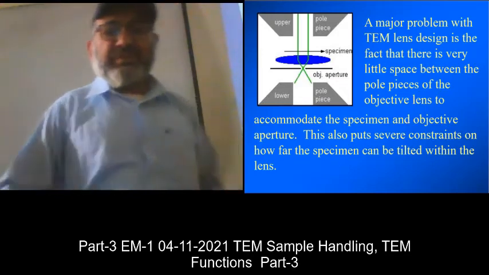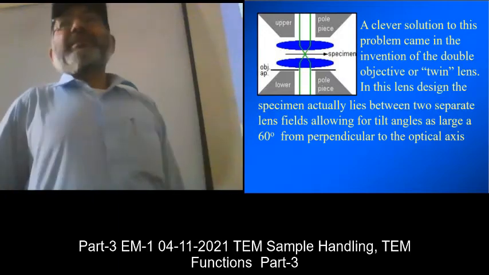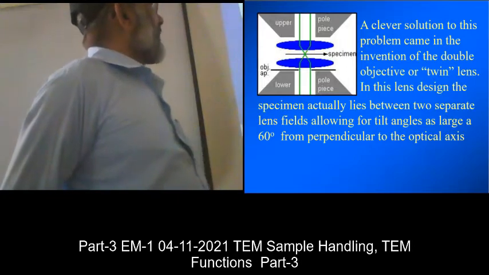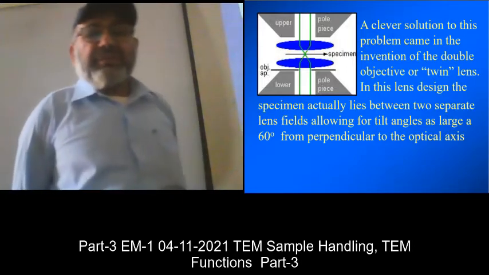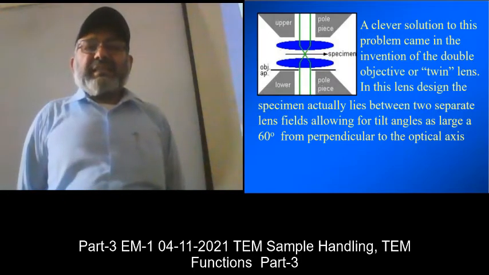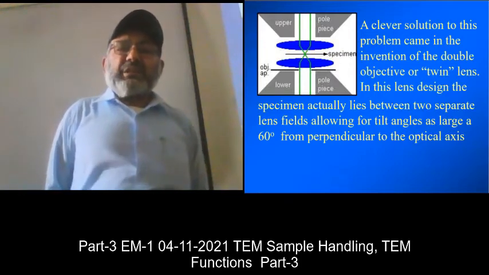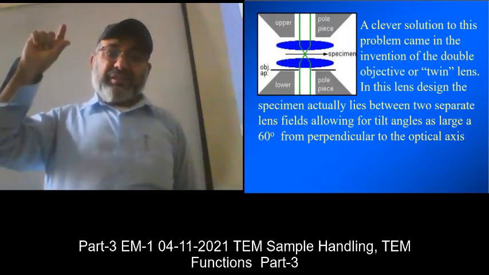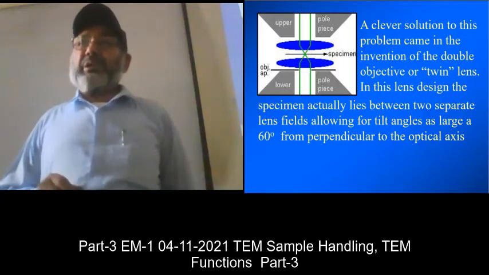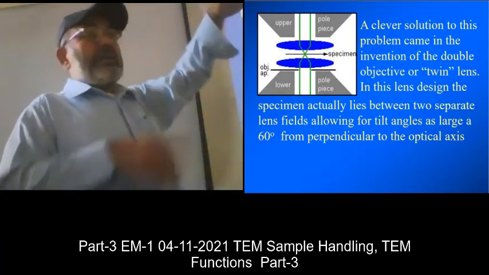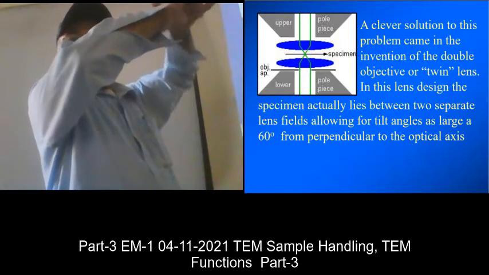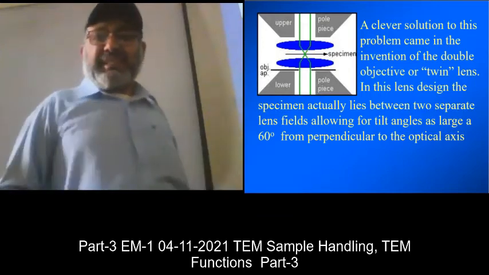And for this purpose, they came to the double objective lenses. A clever solution to this problem came in the invention of the double objective or twin lens. In this lens design, the specimen actually lies between two separate lens fields, allowing for tilt angles as large as 60 degrees from the perpendicular to the optical axis. You are moving the optical axis like this, and you are here. So they are perpendicular to the optic axis.